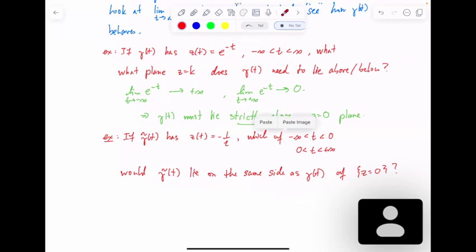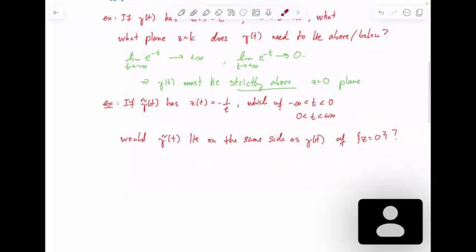So we figured out what side gamma of t is. Now I have a different gamma tilde of t. What must the domain of gamma tilde t be so that it lies on the same side as my original curve of z equals 0? All right, so these are two methods, or a family of methods, to deduce what parameterized curves look like.